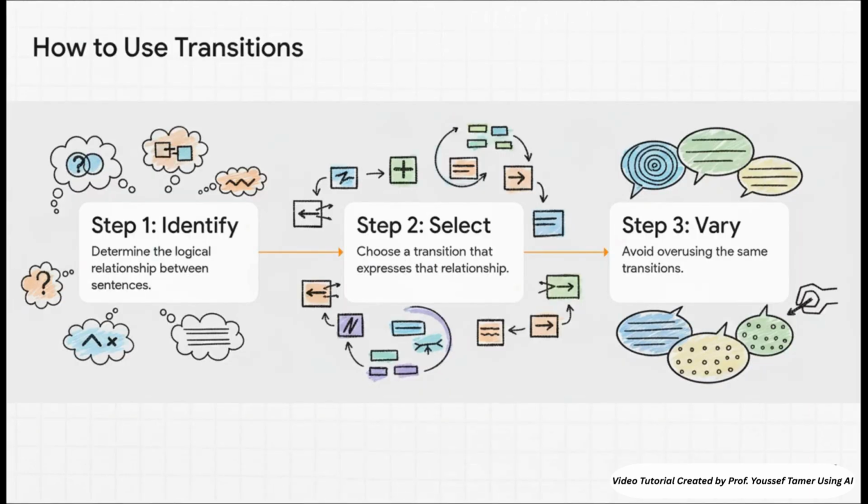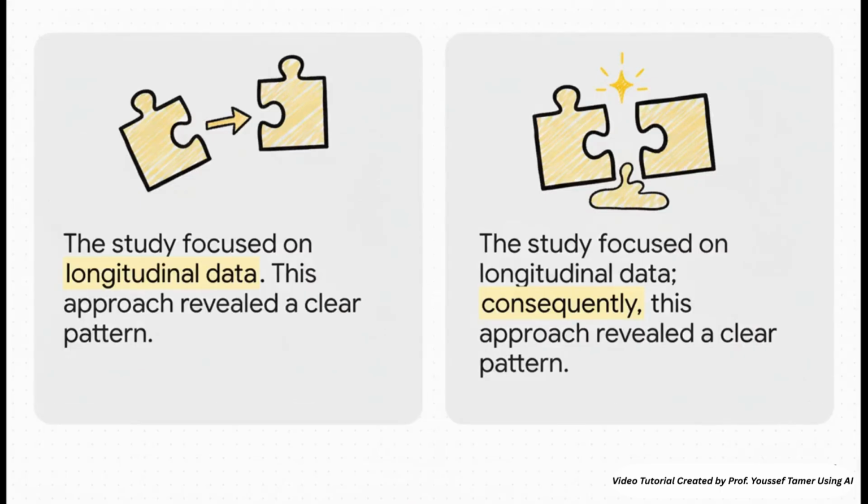And applying that glue is a pretty simple three-step process. First, you identify the relationship. Are you adding a point? Contrasting one? Next, you select the perfect transition word for that relationship. And finally, try to vary your choices so your writing doesn't sound too repetitive. Just look at the difference here. On the left, you've got two separate statements. They feel a little abrupt. But on the right, just by adding one word, consequently, we suddenly have a clear cause and effect relationship. That is cohesion in action. Such a tiny change, but a huge impact.